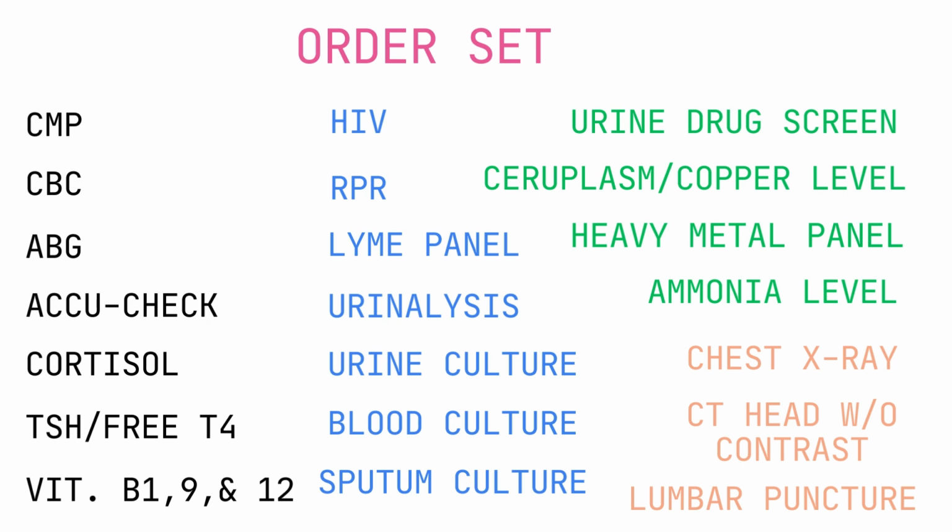B9, and B12 levels. For infectious causes, I included HIV, syphilis, RPR, and for infectious causes, you can also include sputum cultures, blood cultures, urine cultures with urinalysis. And for toxic rule out, you can consider urine drug screen, heavy metal panel, as well as ammonia level. And I included a copper level as well. For imaging and procedures, I included a chest x-ray, a CT head without contrast, and a lumbar puncture.